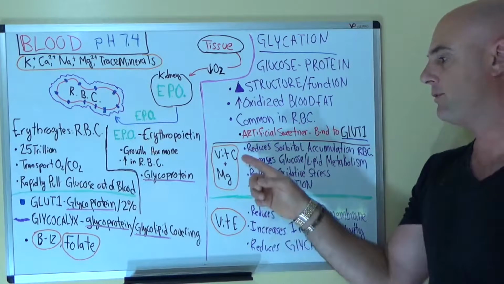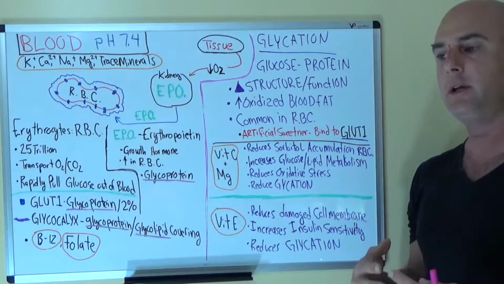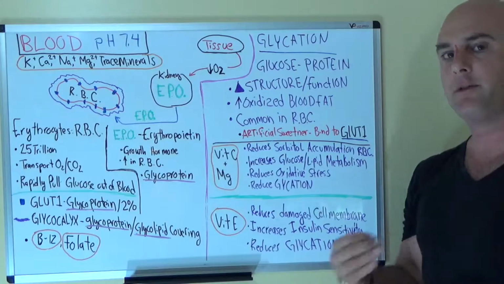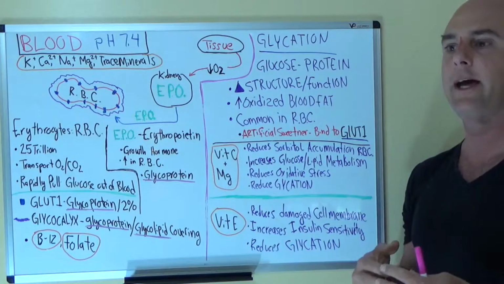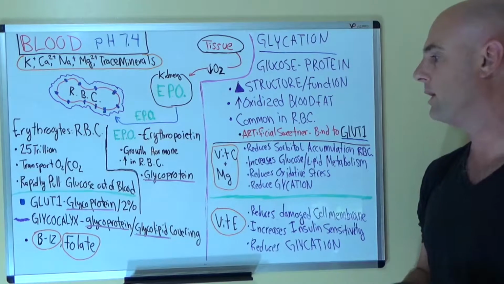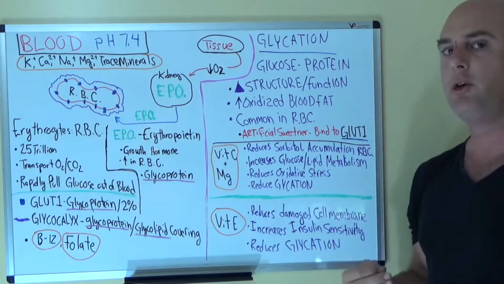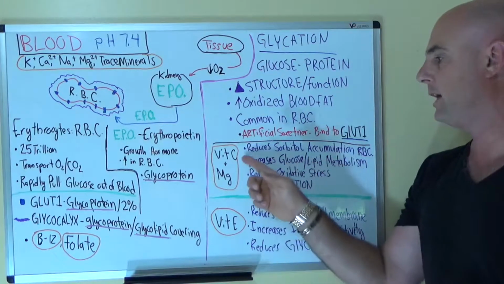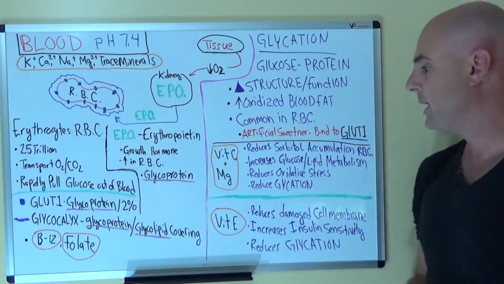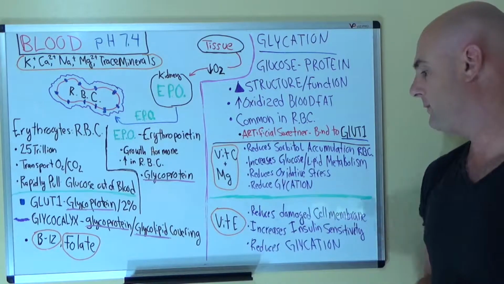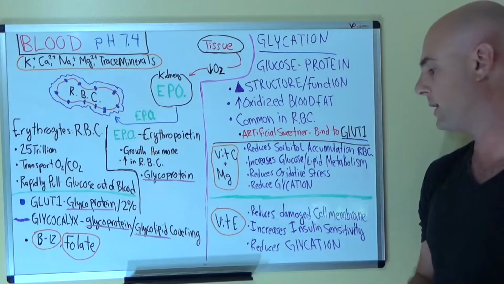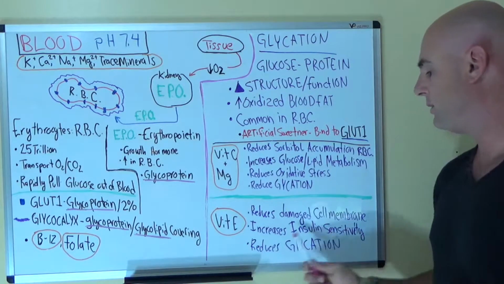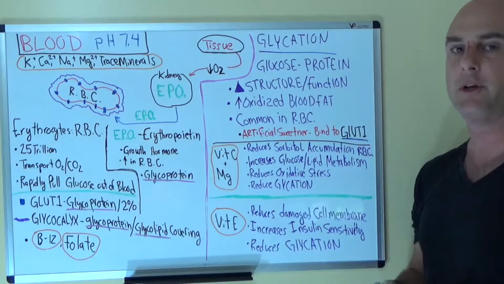And a footnote here with vitamin C is that vitamin C uses insulin to get into the tissues. And with diabetes, it's often common that insulin levels are relatively low in certain diabetics. So if you know you have low insulin levels, you really have to be ramping up your vitamin C intake so you don't suffer a deficiency. Okay, and also we have vitamin E. Now vitamin E reduces damaged cell membrane. It also increases insulin sensitivity, and again it reduces glycation, which would be the glucose protein binding.